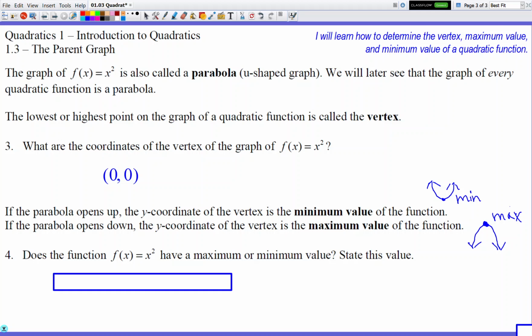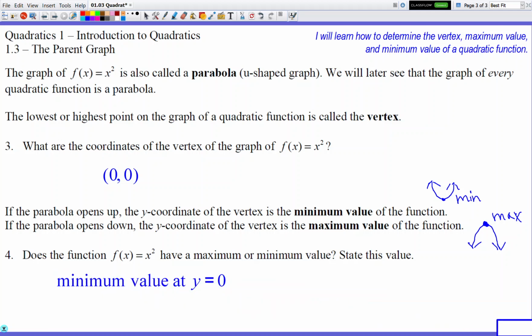In this particular problem, it says, does the function f of x equals x squared have a maximum or minimum value? I think we know it's going to be a minimum. And it says state the value. So what is that going to look like? I'm categorizing the y value of the vertex, which in this case is 0, as a minimum. So how do I write this out? I write minimum value, right? Because that's a parabola at the bottom of the valley at y equals 0. I'm saying at y equals 0, it's the lowest point on the entire graph.